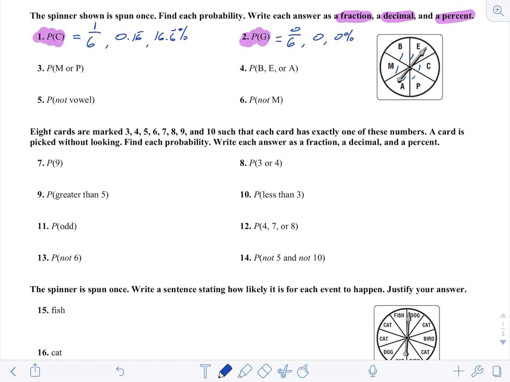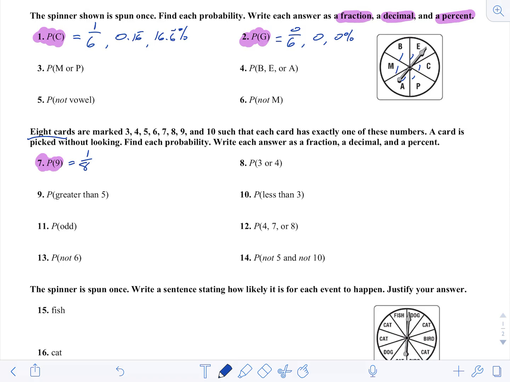If I go down, I'll do number 7 with you, just to give you an idea of that one. Probability of a 9. I have 8 cards, marked 3, 4, 5, 6, 7, 8, 9, and 10. Well, how many 9s are there? 1. Out of how many cards? It just told me, there's 8 cards. So you get 1/8.